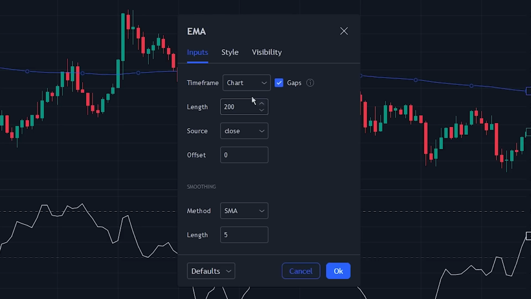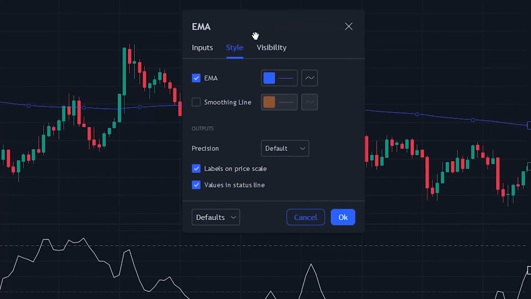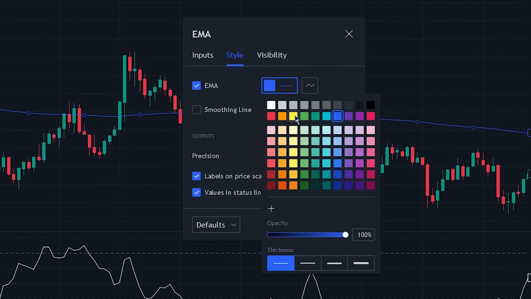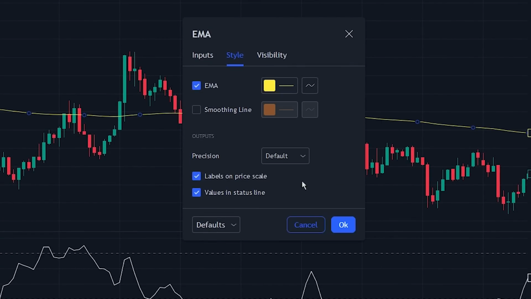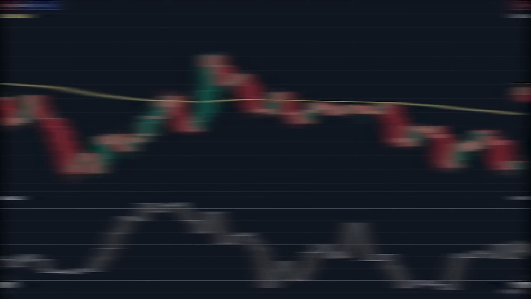Now let's also change the style of the indicator. To do this, click on the Style tab. After that, change the color of the EMA line to yellow. That was all that we needed to do. Now let's take a look at when to enter into a buy position with this strategy.